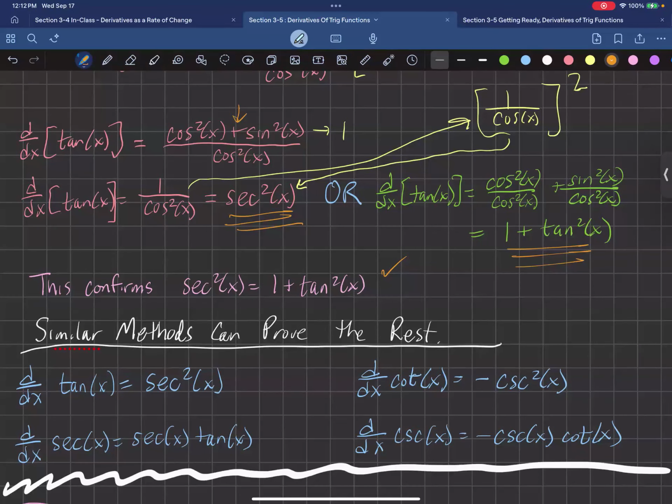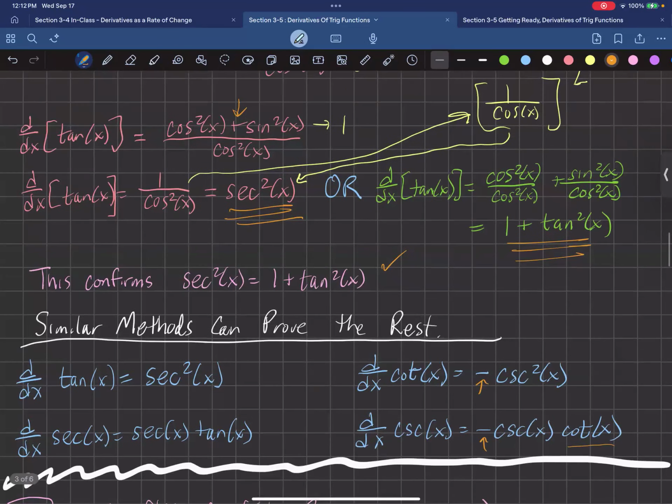And then the derivatives of secant and cosecant are weird. They include themselves. The derivative of secant has a secant in it, but it also has a tangent x on it. And the derivative of cosecant x has a cosecant x in it. It also has a cotangent x, but it's also negative. So these two have a negative sign. They're a little sneaky. You got to remember them.